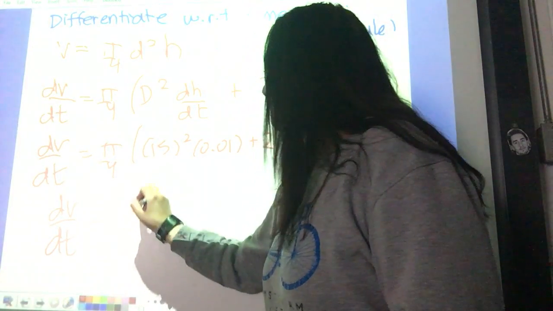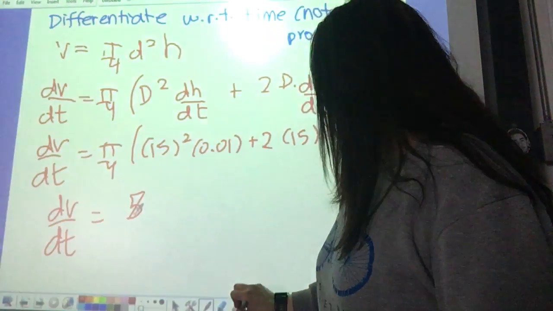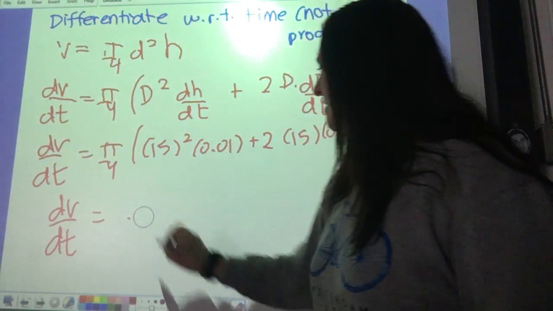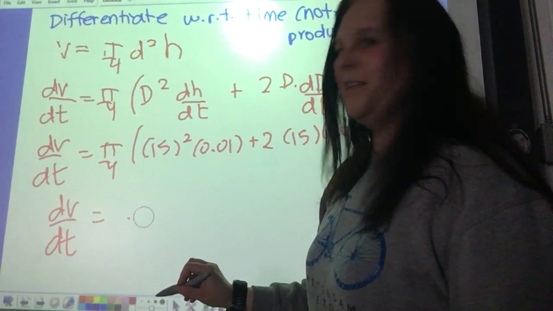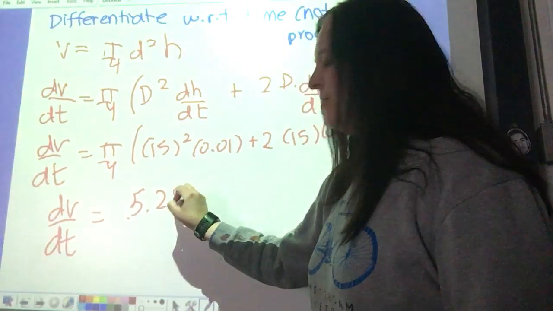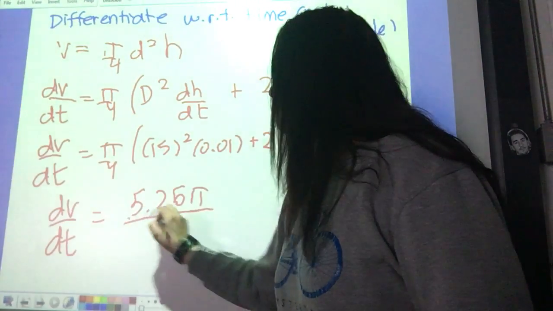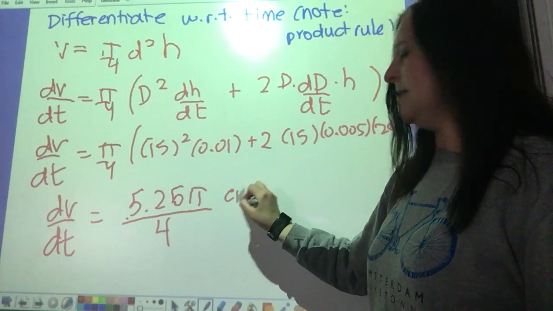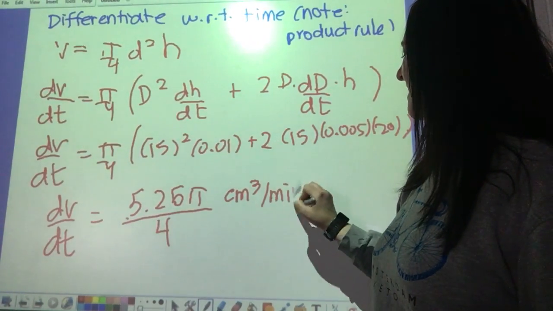We should get 5.25 pi over 4, and the unit is centimeters cubed per minute.